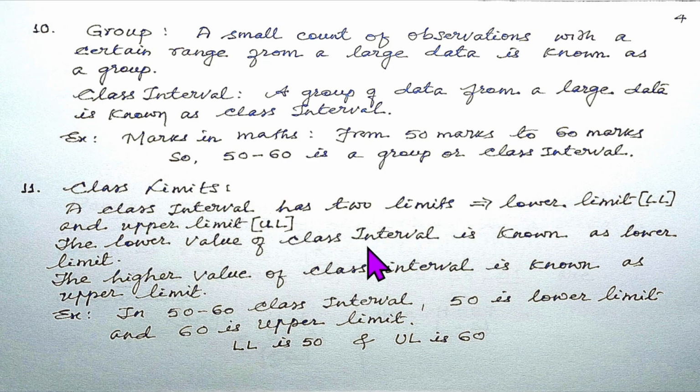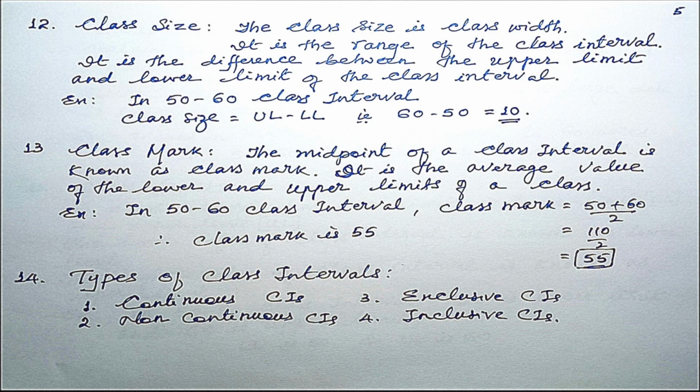The lower value of the class interval is known as the lower limit. The higher value of the class interval is known as the upper limit. So in the class interval 50 to 60, 50 is the lower value, it is the lower limit, 60 is the upper value, and it is the upper limit. Therefore every class interval has class limits.